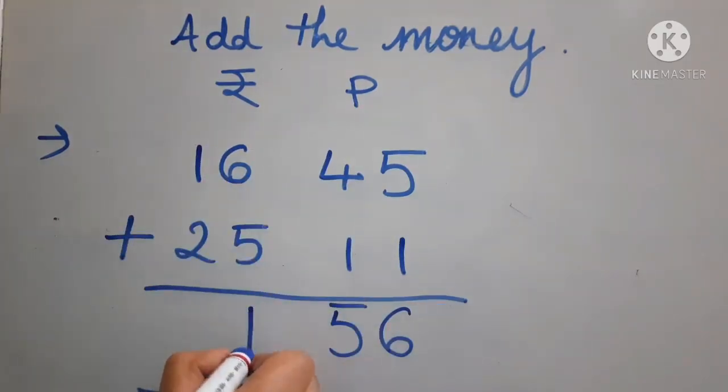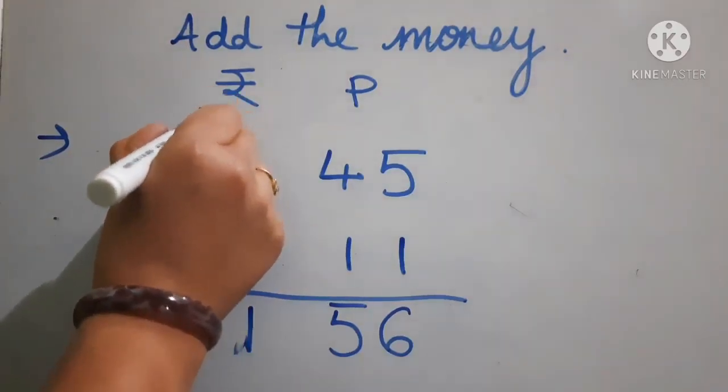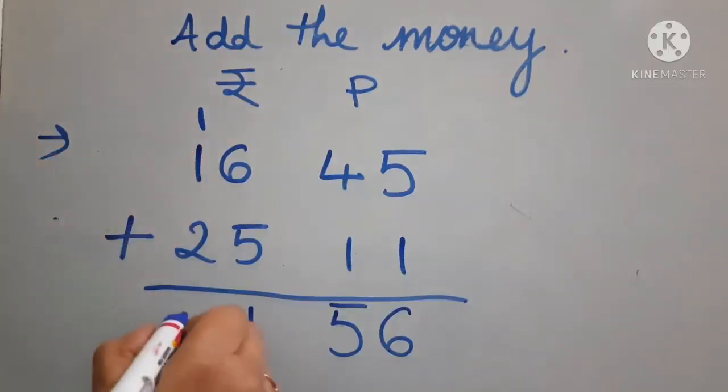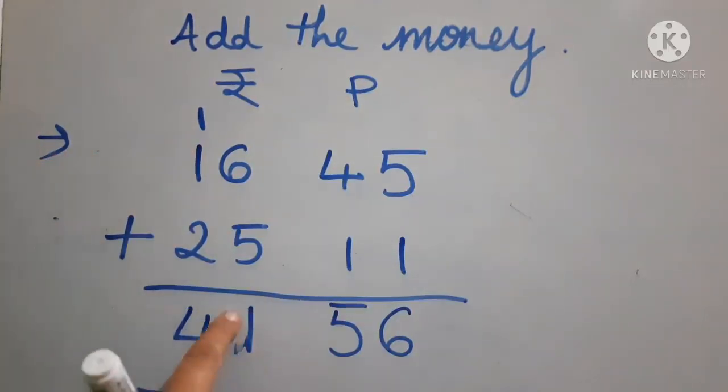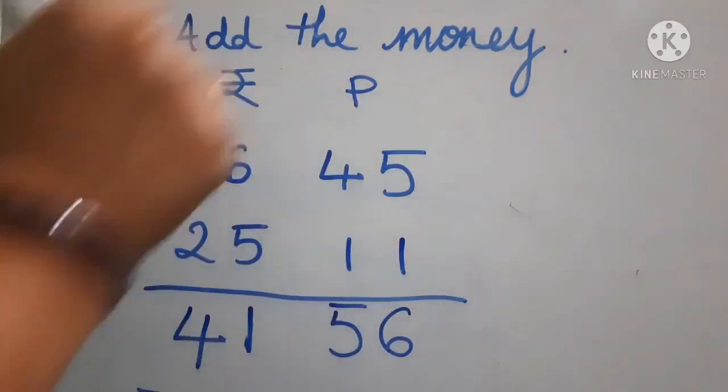1 we are going to write here and 1 we are going to carry forward. Now 1 plus 1 is 2. 2 plus 2 is 4. So how much do we have in total now? 41 rupees and 56 paise.